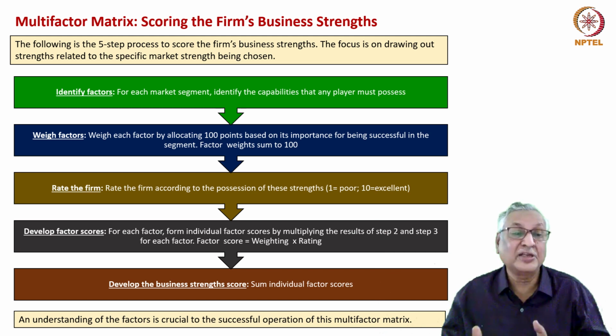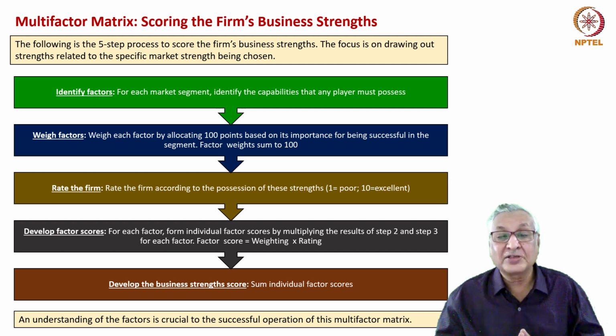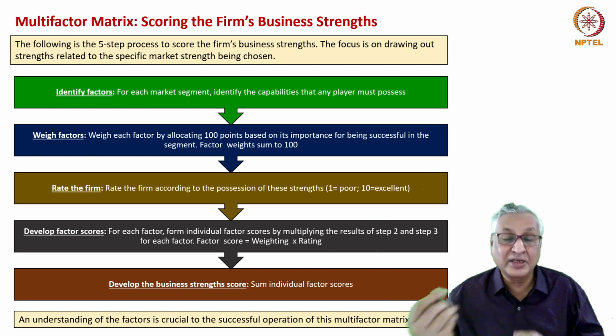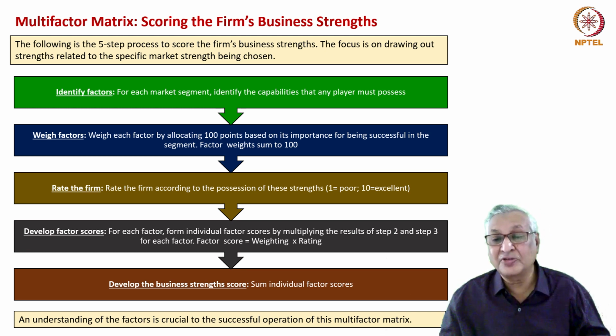The second is weighing of the factors. That is, weigh each factor by allocating 100 points based on the importance of that factor for being successful in the segment. For example, having electric battery technology is the most important factor. Again, you provide the weightage. In the case of smart devices, foldable phone, give the weightage to that compared to other things. Then you rate the firm according to the possession of these strengths, 1 is poor, 10 is excellent, as an example.